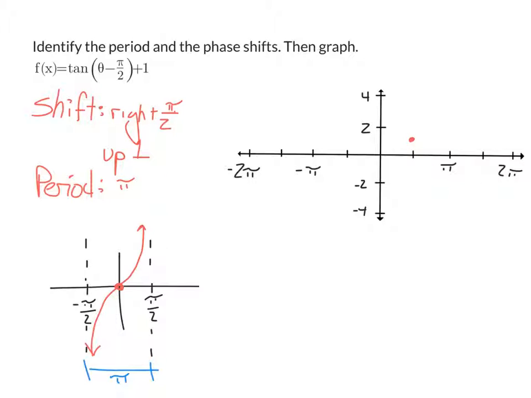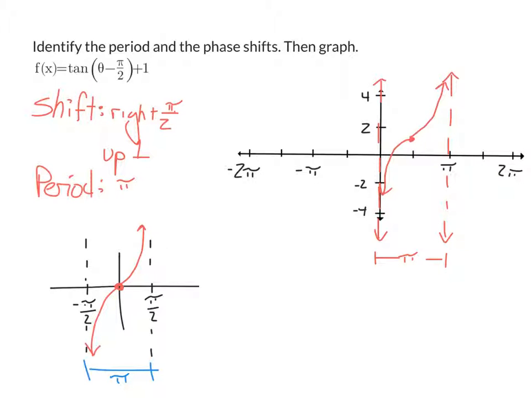And a period of pi means that those asymptotes are also shifting. So instead of being at negative pi over 2 and positive pi over 2, they've shifted to the right pi over 2 units. So there's one asymptote and there's the other. And you can still see how the period on this is pi units because the distance between the asymptotes is 1 pi. All right, and then from that point, we'll just do our typical drawing for tangent.